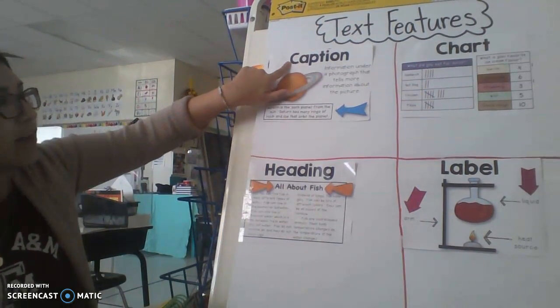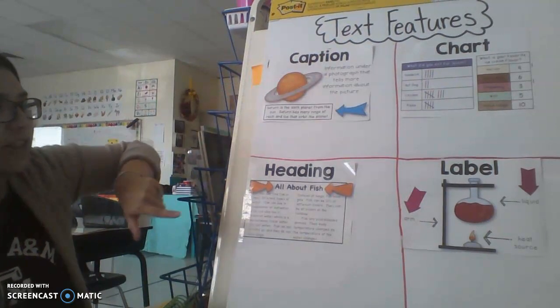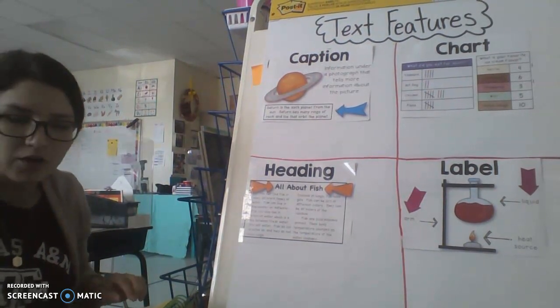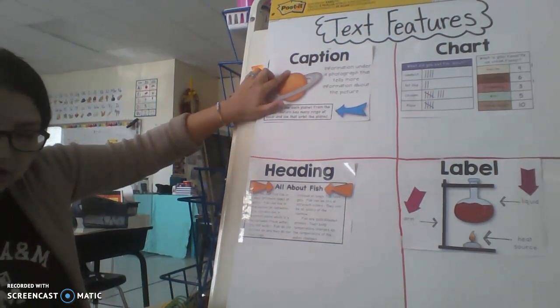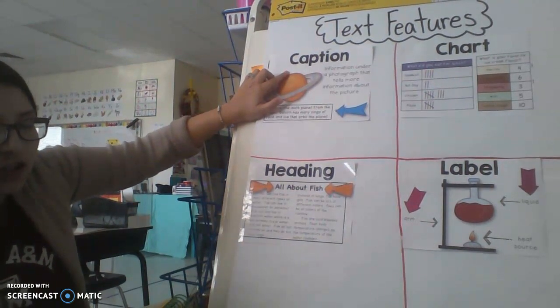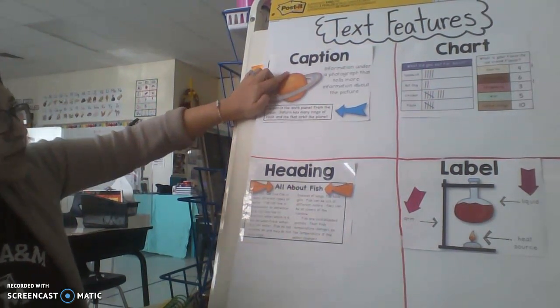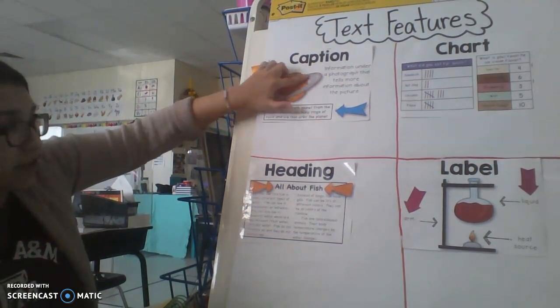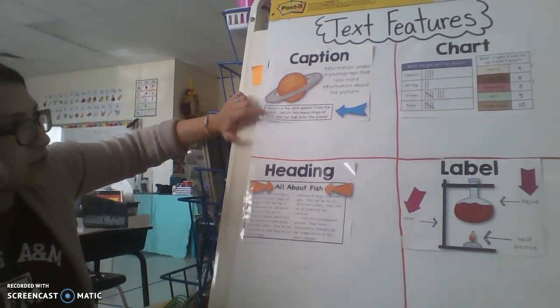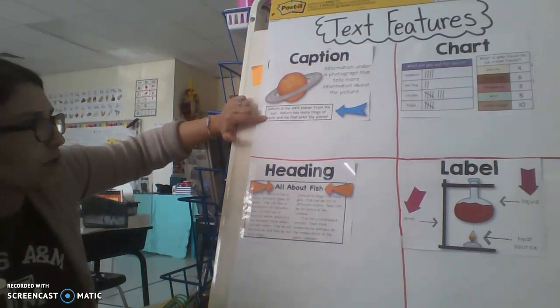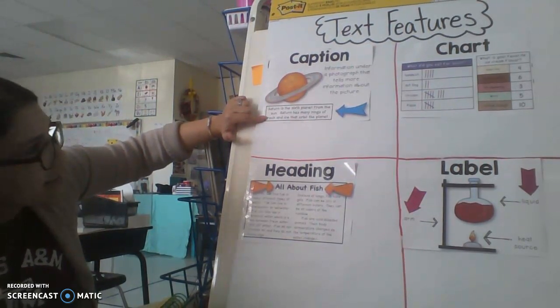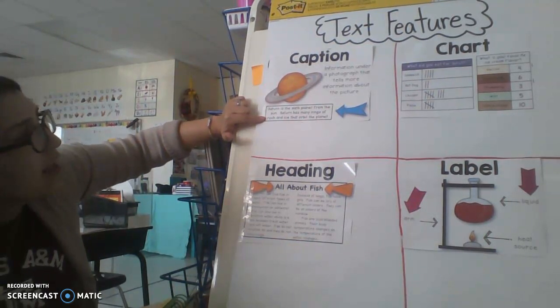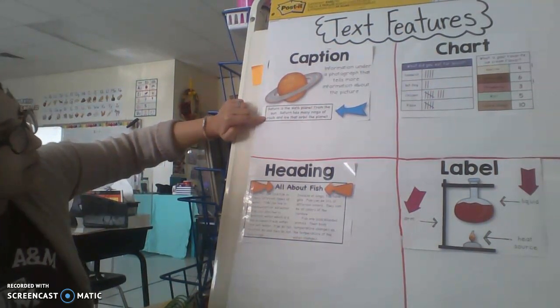So I want to talk a little bit more about these 4 text features. So, right here, captions. Captions are words or sentences about a picture. So right here, we have a picture, right? We know it looks like a planet. So let's read the caption and make sure we're correct. Saturn is the 6th planet from the sun. Saturn has many rings of rock and ice that orbit the planet.